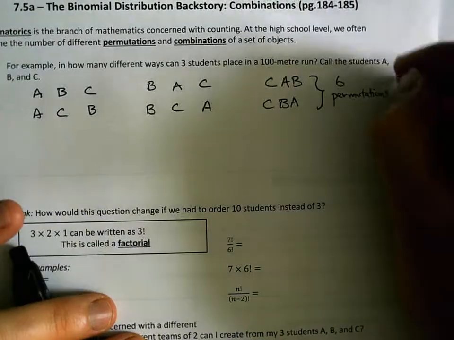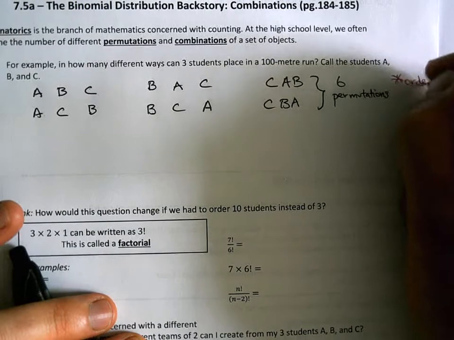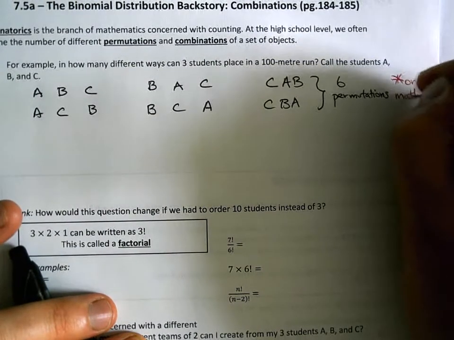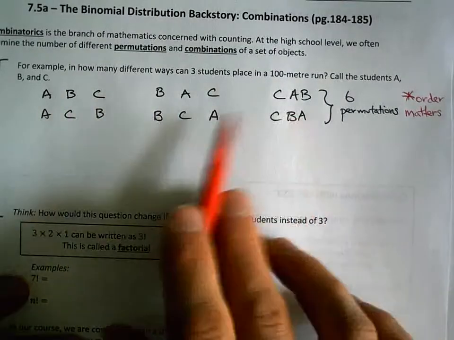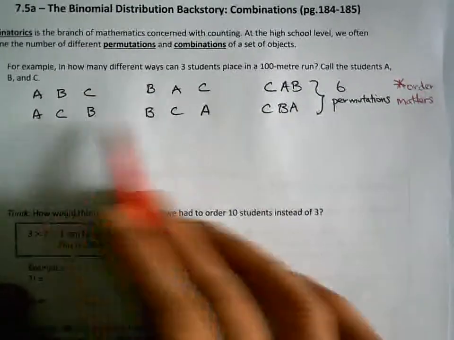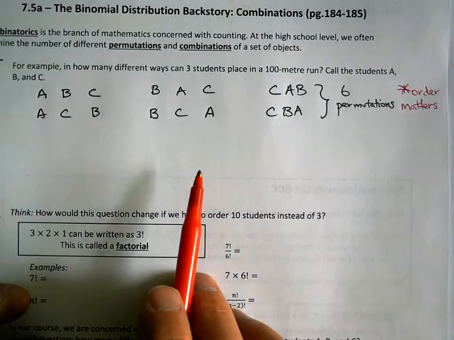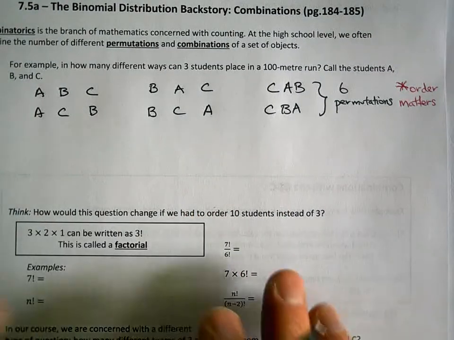And a little note here, order matters. These all have the same letters, but they're in different orders. But they all count as part of the 6 possibilities.